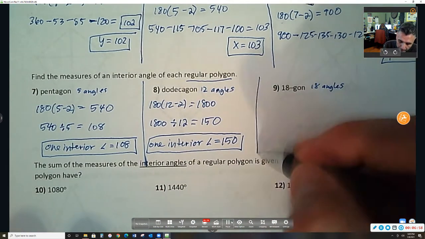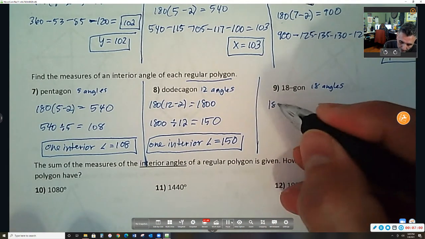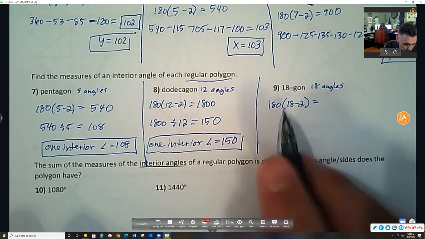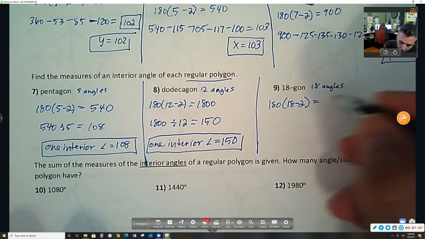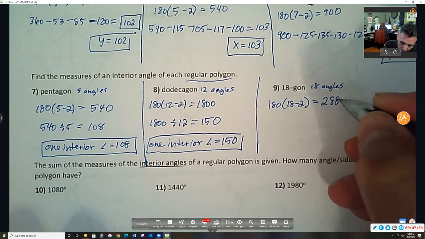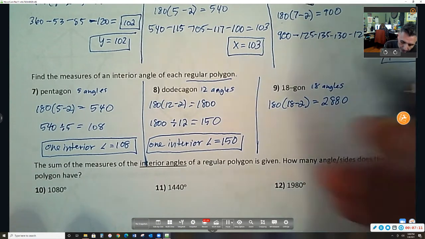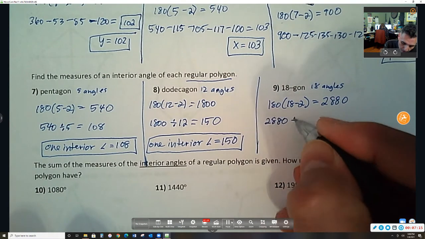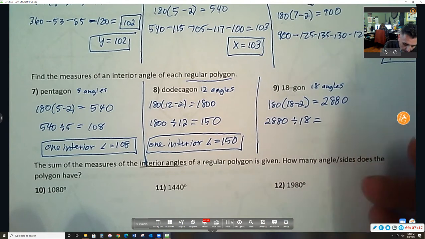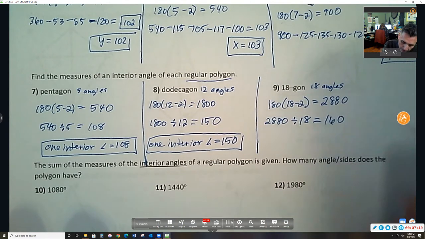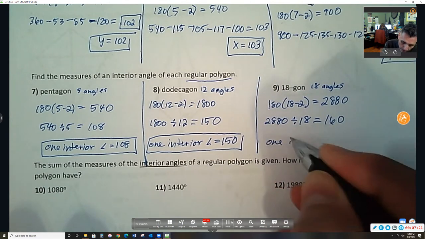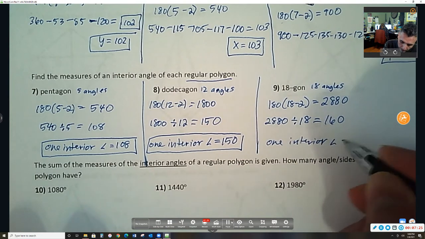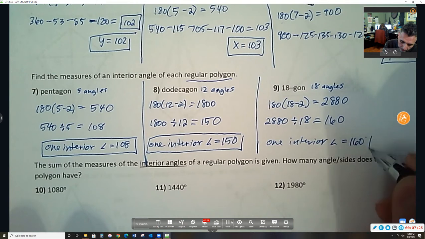And then for an 18gon, I know there's 18 angles, so I substitute that into my formula, and the 18 angles together add up to 2,880. If I want to figure out how much one angle equals, you need to divide that by 18, and you get 160. So one interior angle equals 160.